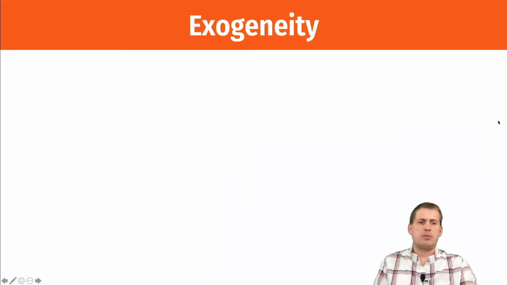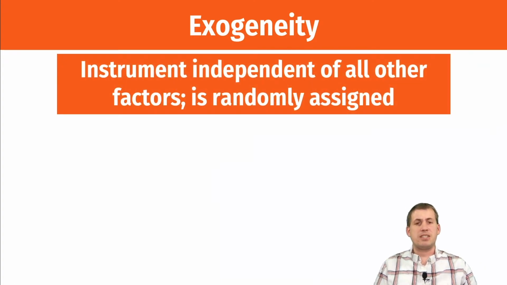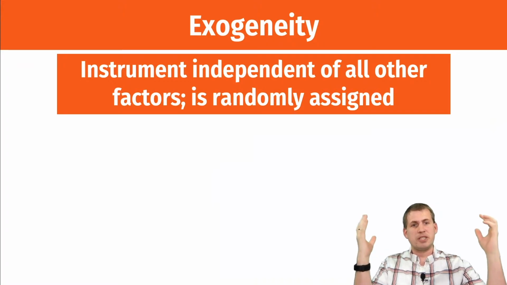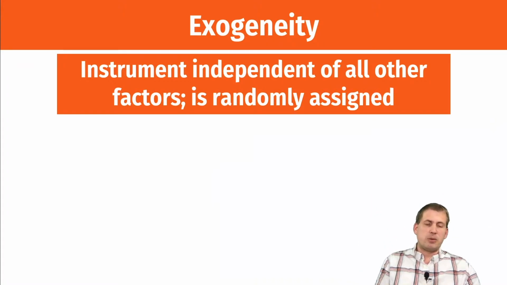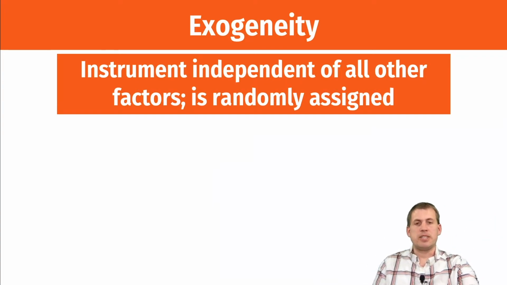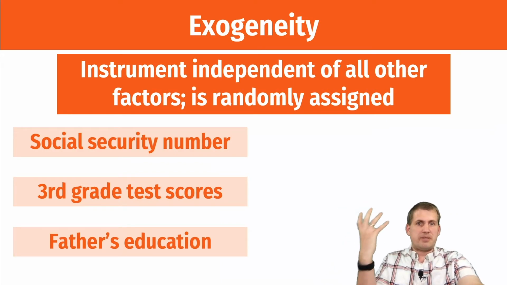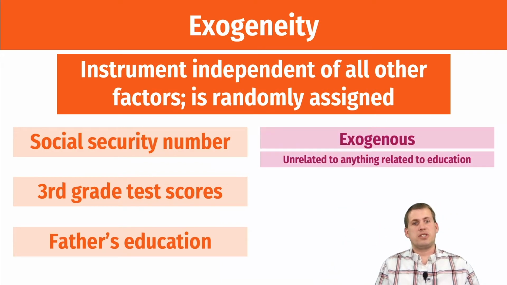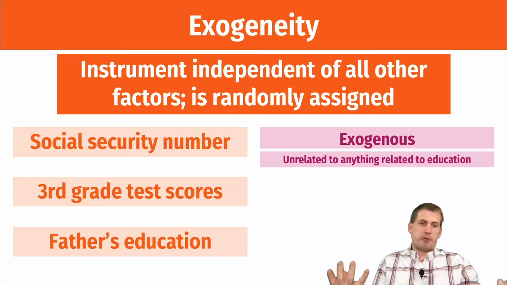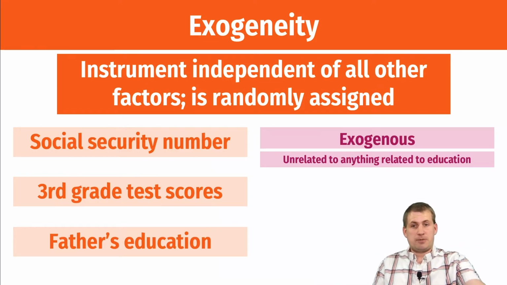Exogeneity, the third principle here. This means that the instrument is independent of all other factors. It's basically a random assignment, something weird that happens in the world, and there's no other arrows coming into it in the DAG. Social security number, one reason people love to look at these things is because it is super exogenous. It's not related to anything related to education or wages. It's just kind of a number that the government gives you.